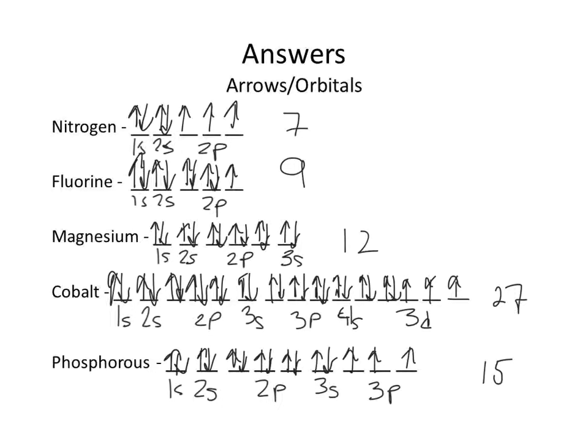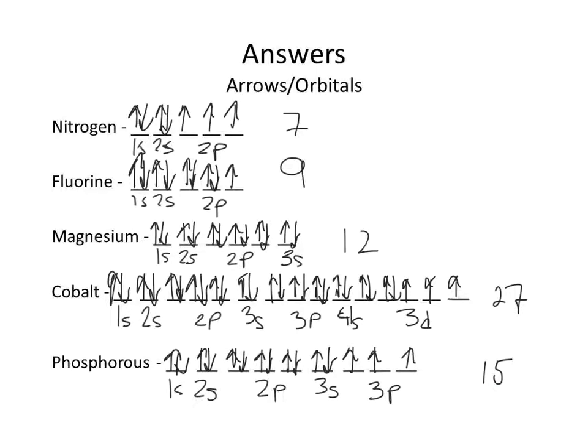Okay, so you should have gotten these answers. You can look them up really quickly. Hopefully you can read my arrows. But the bottom line is here. There should be 7 arrows for nitrogen. Fluorine should have 9. 12 for magnesium. 27 for cobalt. And 15 for phosphorus.